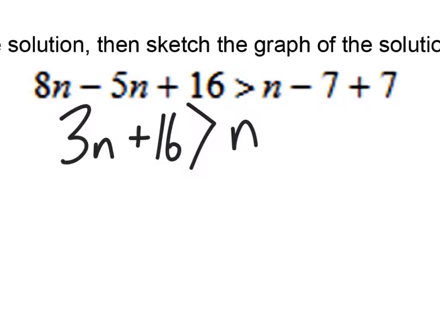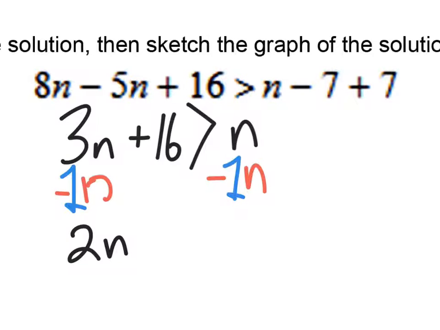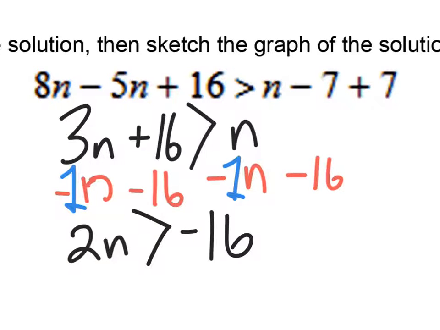I also know that we're going to need to shift this n onto the left side. And to do that, I'm going to subtract n, because I know that if we do it to one side, we've got to do it to the other. And subtracting n is the same thing as subtracting 1n. So 3n minus 1n is going to give us 2n. And I know that if we're going to subtract 16 from one side, we've got to subtract it from the other. And we're doing that, of course, because we want to isolate n. And so we've got to get rid of 16 on this side. We're going to bring it over here. And so we're left with 2n is greater than negative 16.